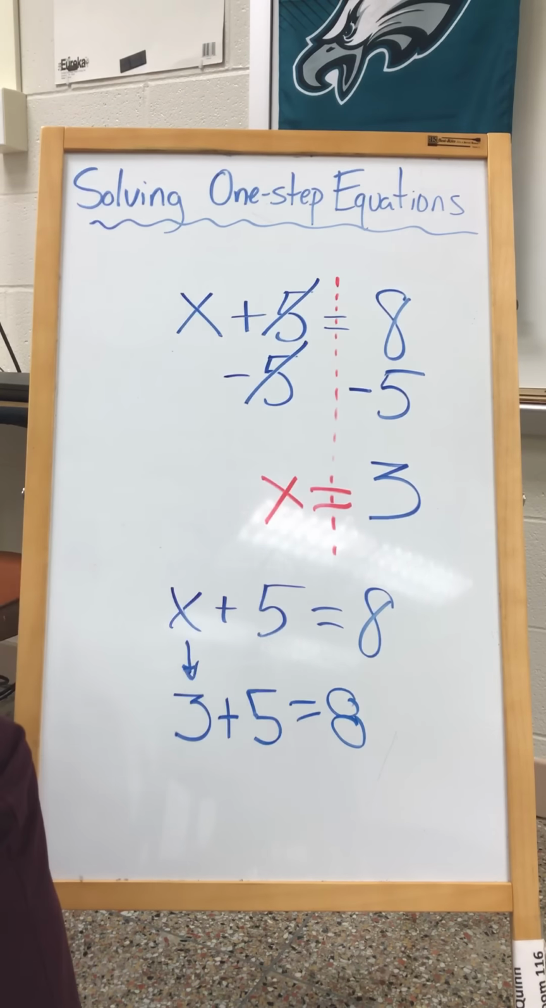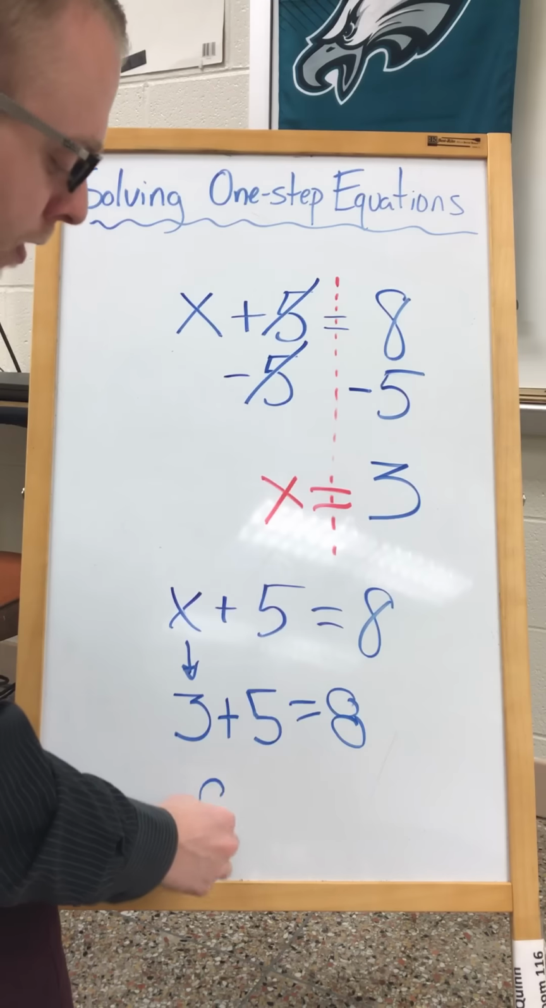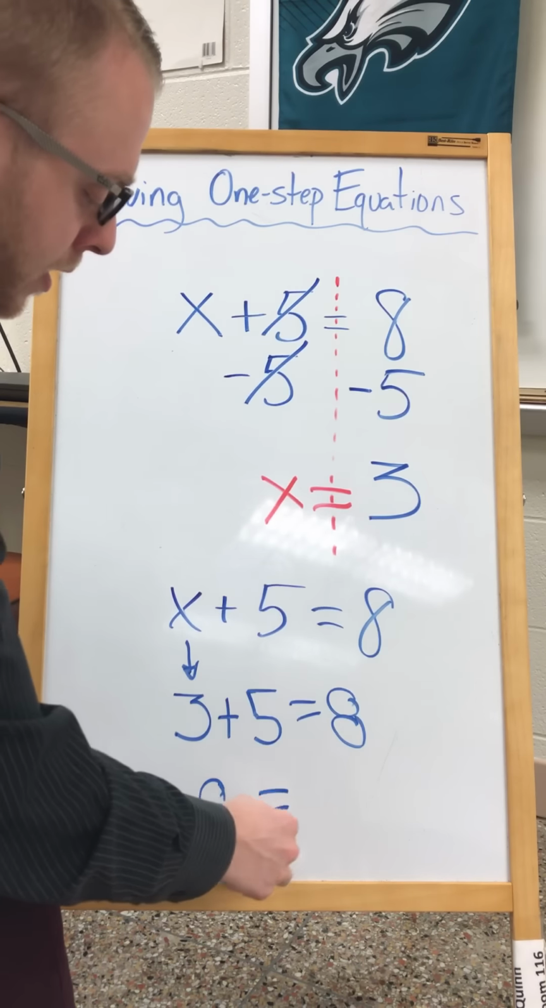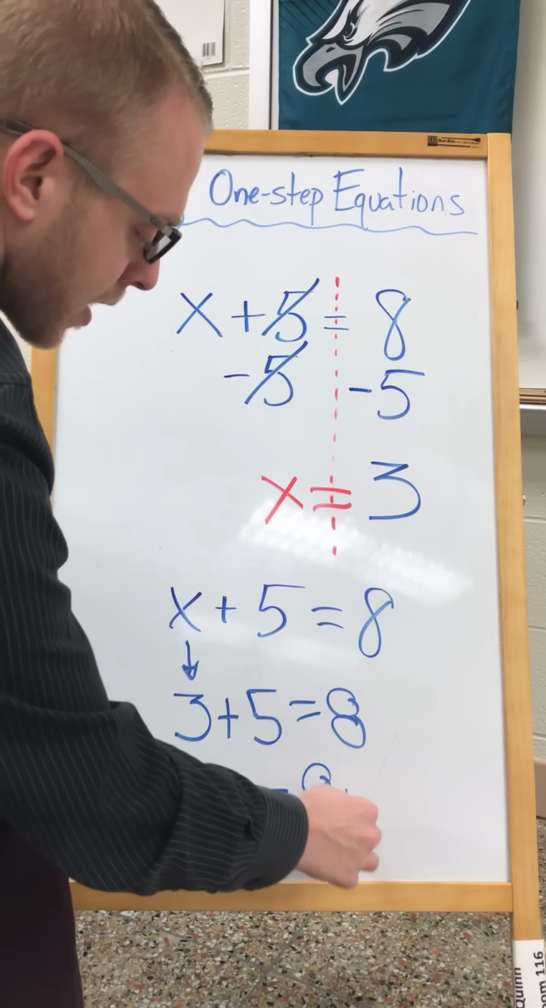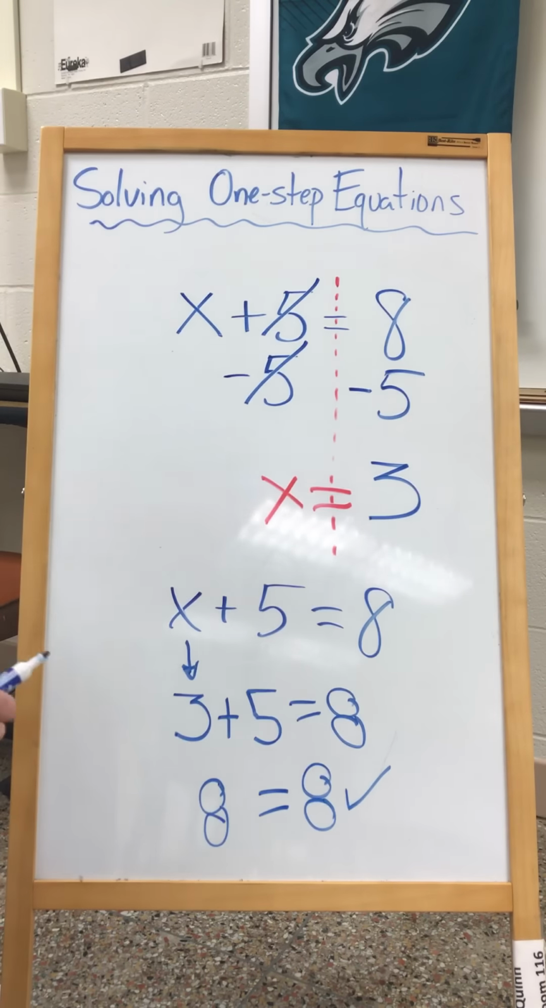So 3 plus 5 is equal to 8. 3 plus 5 is 8. 8 is equal to 8. My problem is correct, and I've now solved a one-step equation.